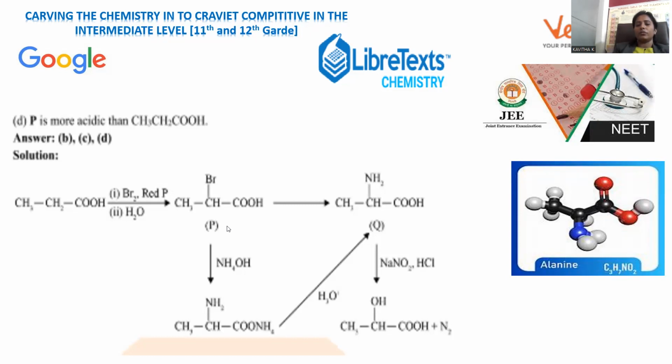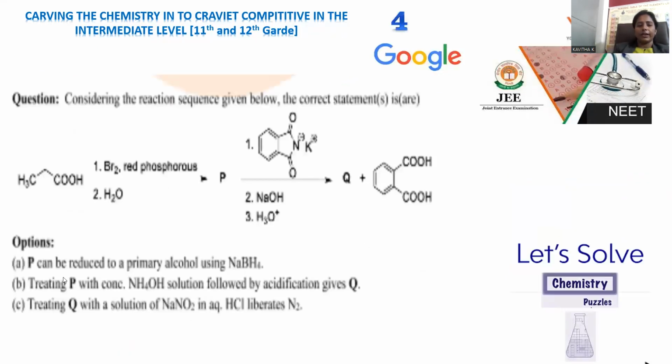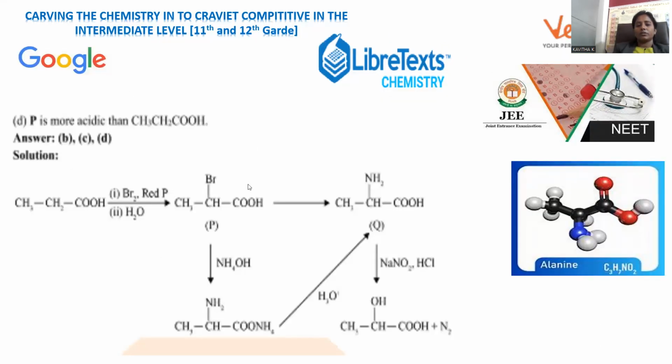Now we have to go through the options. Option A is incorrect. P can be reduced to primary alcohol using sodium borohydride. Here, in P, we do not have any nitrogen. Nitrogen is not present, so how can we get a primary amine from this? Upon reduction, we can't get any nitrogen-containing compound. A primary amine can't be obtained, so we can't say A is correct.